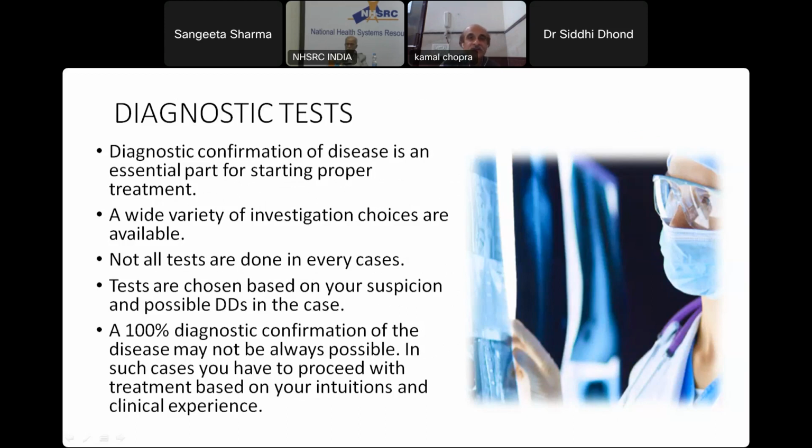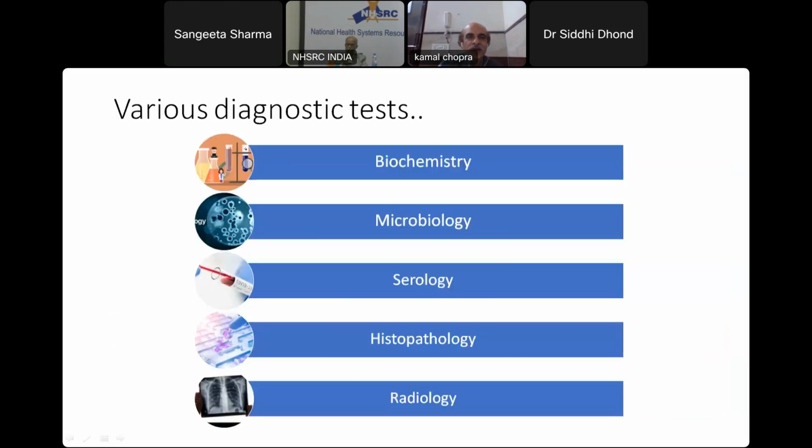A wide variety of investigation choices are available, but keep in mind that in every case, we do not need all the investigations which are available. Based on our history and physical examination, we have shortlisted a few conditions. Based on these conditions, we usually want 100% diagnostic confirmation, but in some cases, we have to follow our intuition and clinical experience also, to decide what investigations are to be done and whether some empirical treatment is required or not.